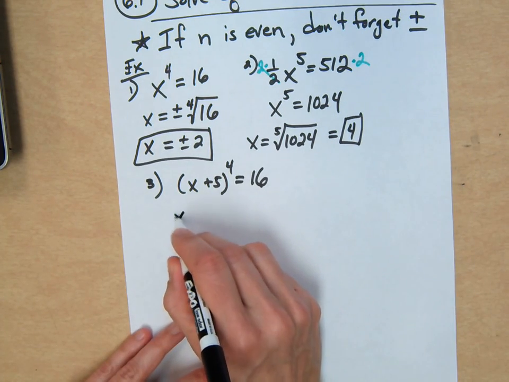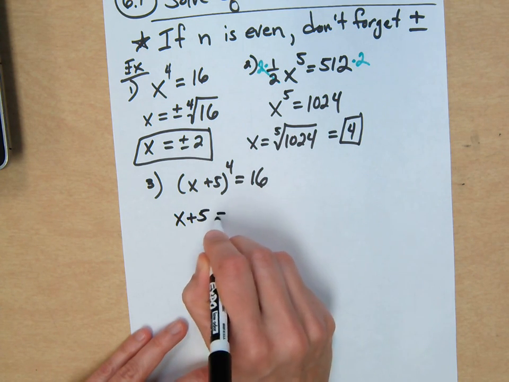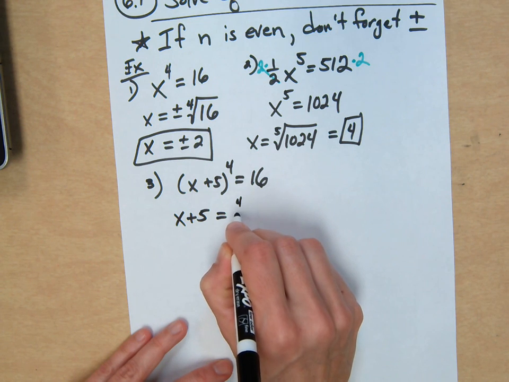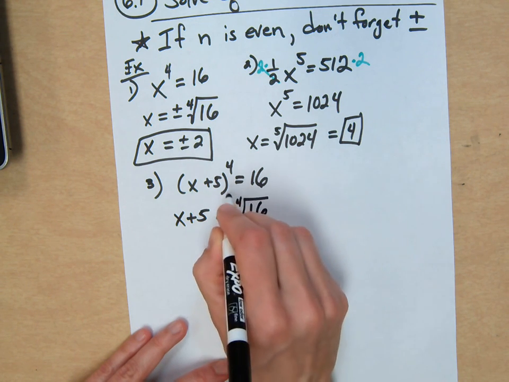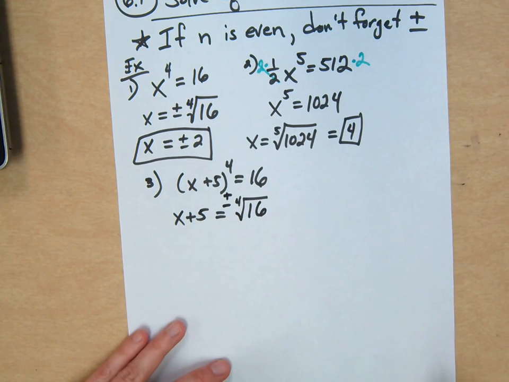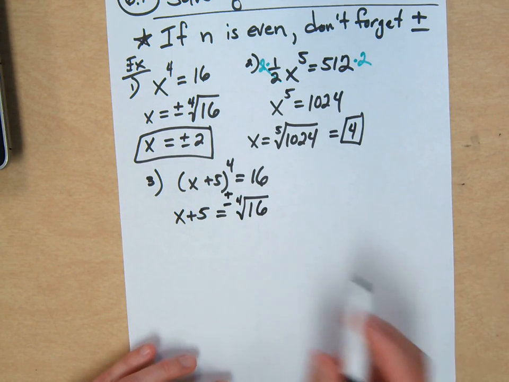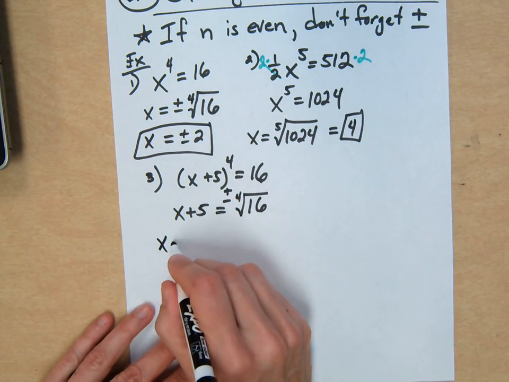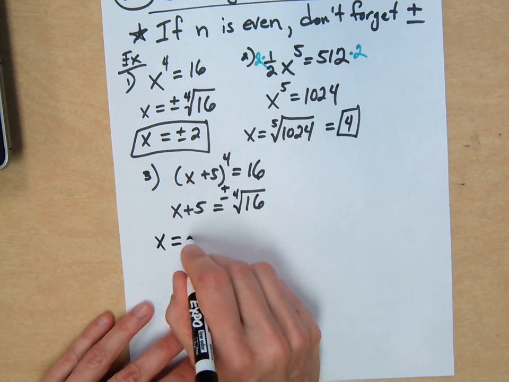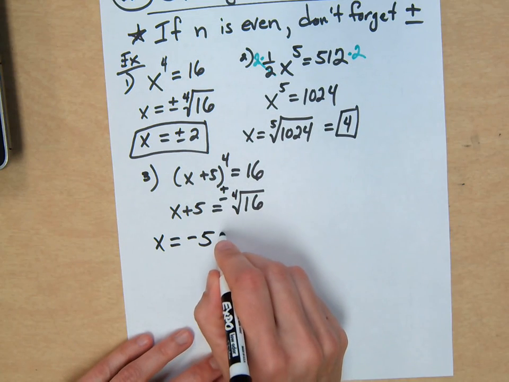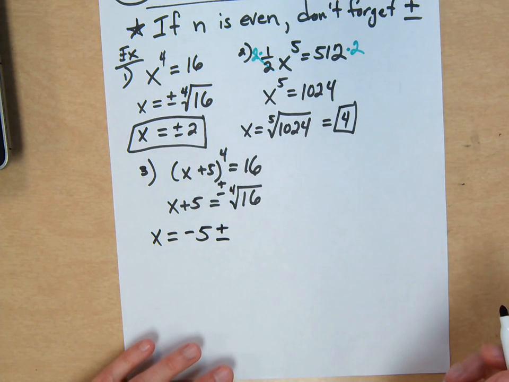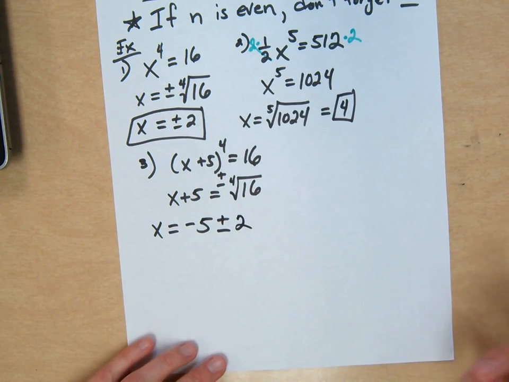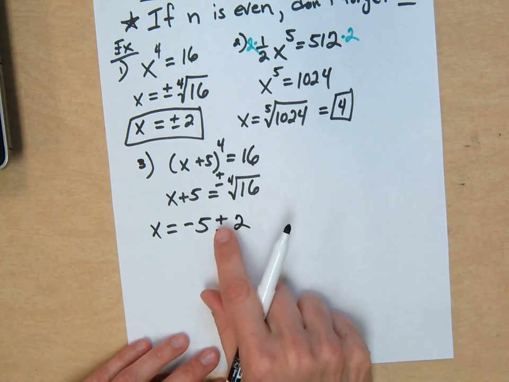So x plus 5 equals the 4th root of 16, but we have to remember to do what? Plus or minus, because it's an even power. And so then now we can subtract 5, because we ultimately want x alone. So we subtract 5, so it's negative 5 plus or minus, what's the 4th root of 16? 2. It's plus or minus 2. We got it, plus or minus 2.